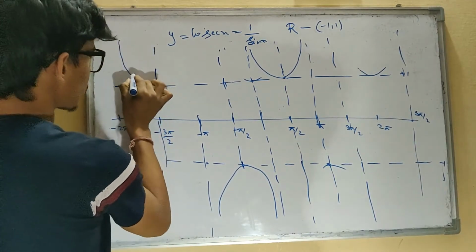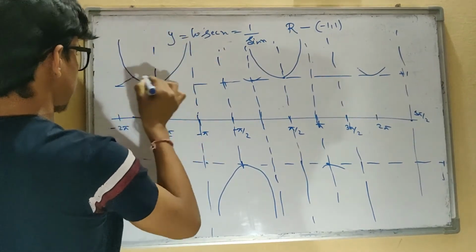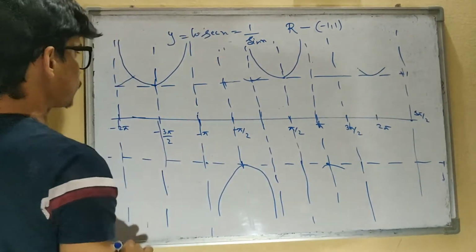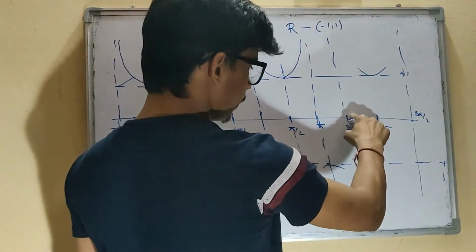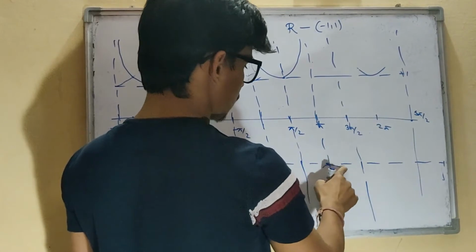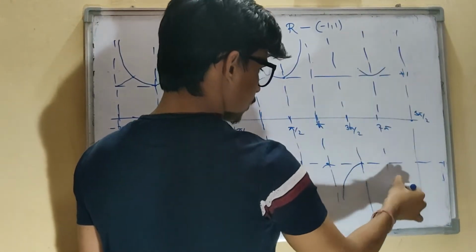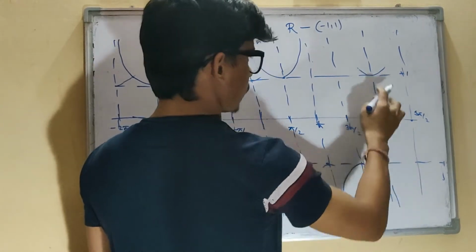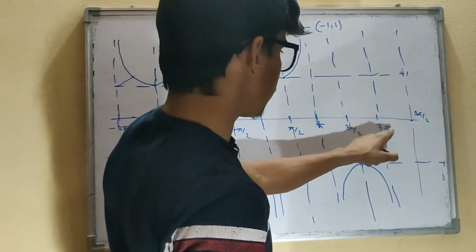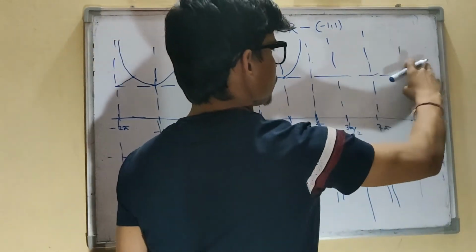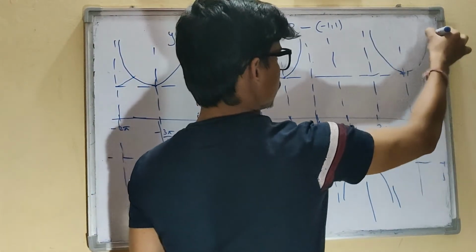So the graph is like this. The same thing will happen for this also. At 3 pi by 2 it is minus 1, so that is why the graph is like this. And at 5 pi by 2 it is 1. Sin pi by 2 is 1, and so it goes like this.